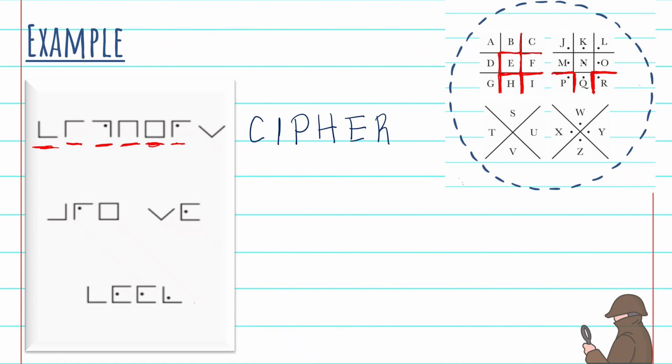And for the last letter, that one's different. This one would be from the first X grid since it doesn't have a dot. So this one looks like the letter S right here. All right, so we've completed our first word. It says ciphers. Let's move on to the next word. Here we go.